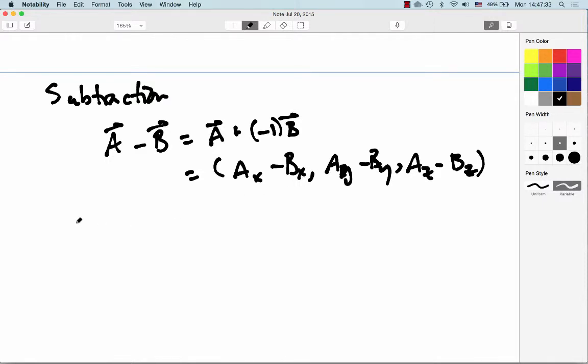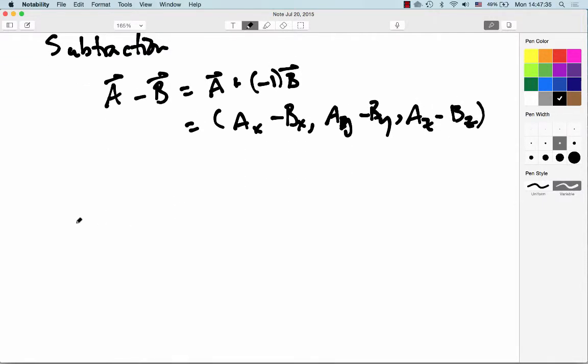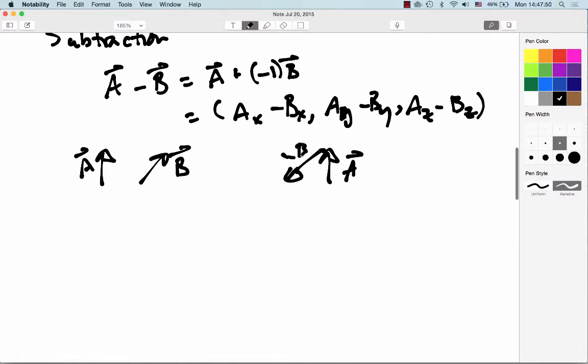If I was doing it graphically, say this is my vector a, and that's my vector b, what I would do is I would add negative b to a, so there's a, there's negative b, like that, and then that gives me a plus negative b.